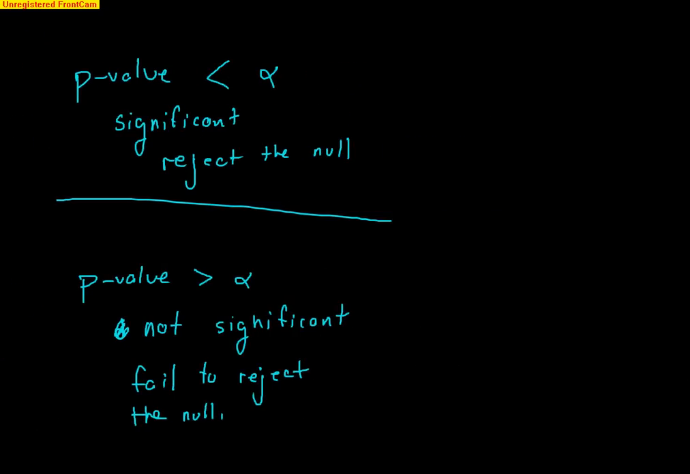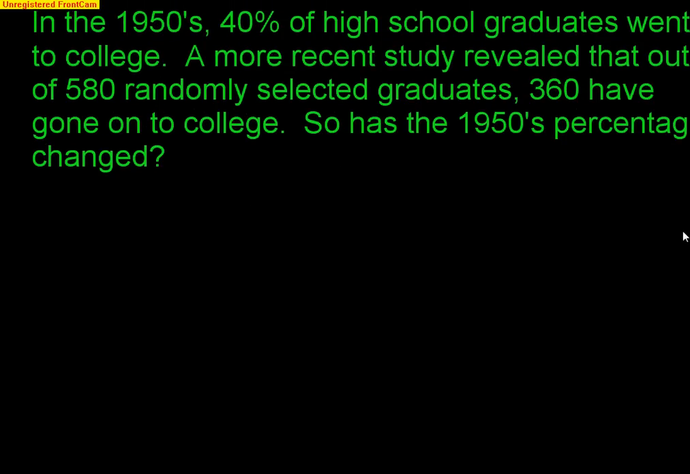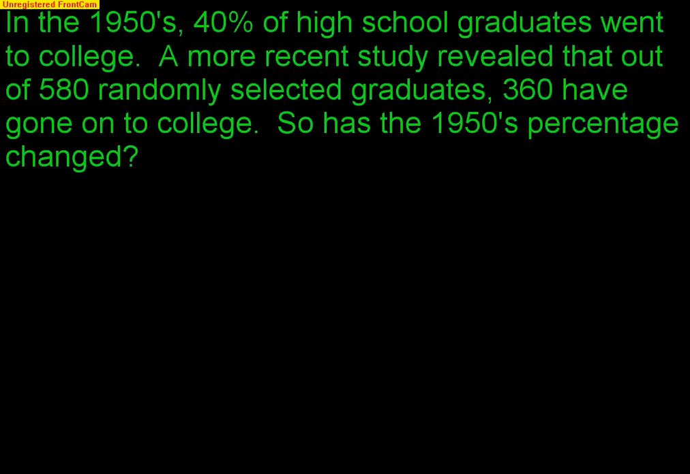Okay, so let's take a look at another example here, and I like this example because it's very clear cut. In the 1950s, 40% of high school graduates went to college. A more recent study revealed that out of 580 randomly selected graduates, 360 have gone on to college. So has the 1950s percentage changed? Okay, so here we go.